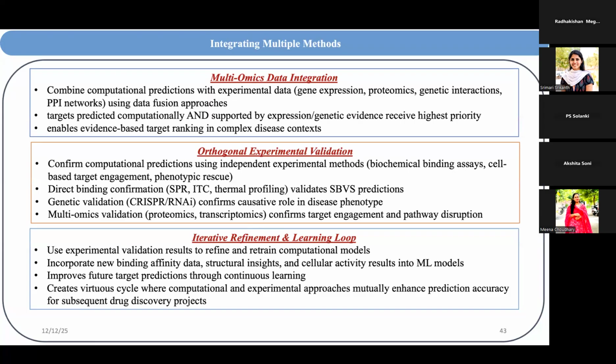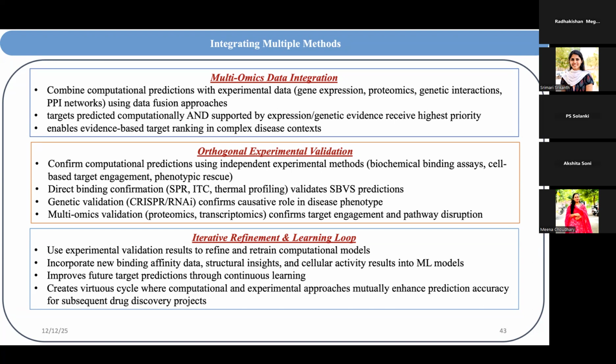Also, computational prediction alone is not enough. So we need experimental validation also. So there are multi-omics data integration, orthogonal experimental validation, and the iterative refinement loop.